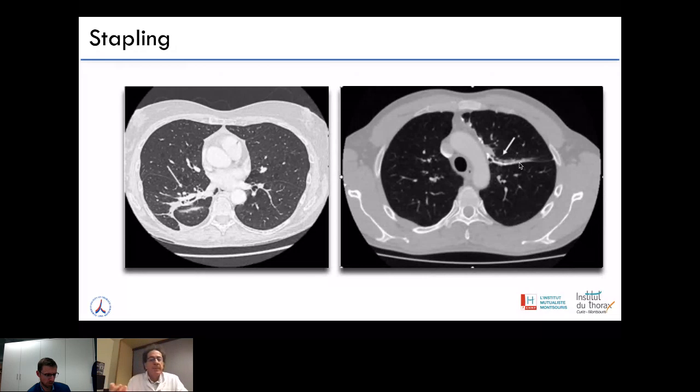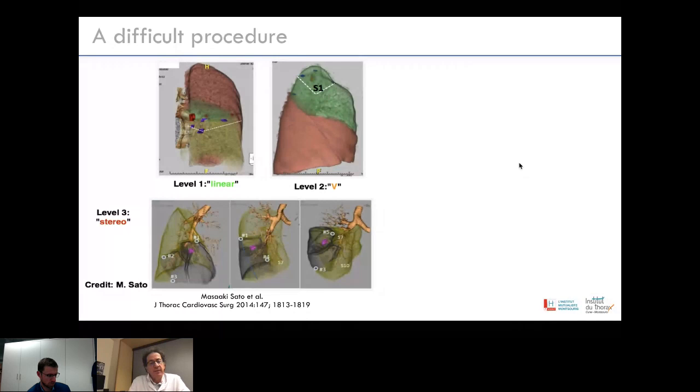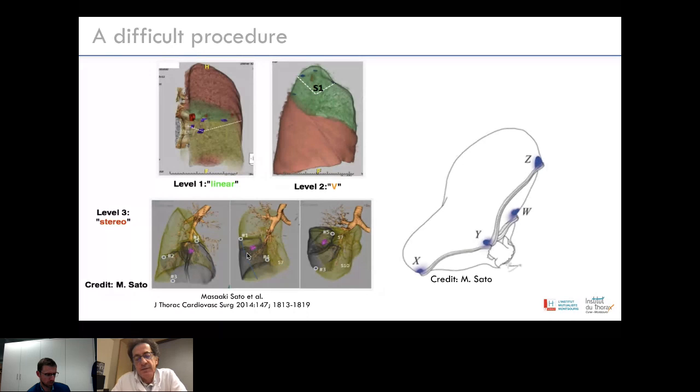However, stapling is not difficult if you have what Masaki Sato called a linear or V-shape like this. But on the basilar segment, because of the pyramidal shape like this, it can be very difficult. And we got a lot of problems until we understood our mistake. In the beginning, we didn't have an infrared imaging system, so that makes things difficult.